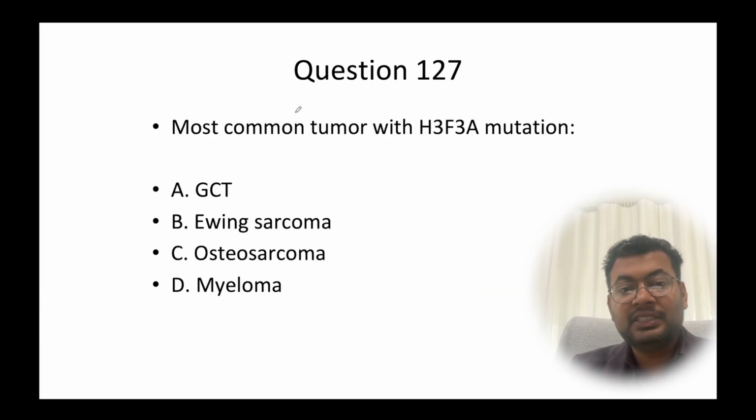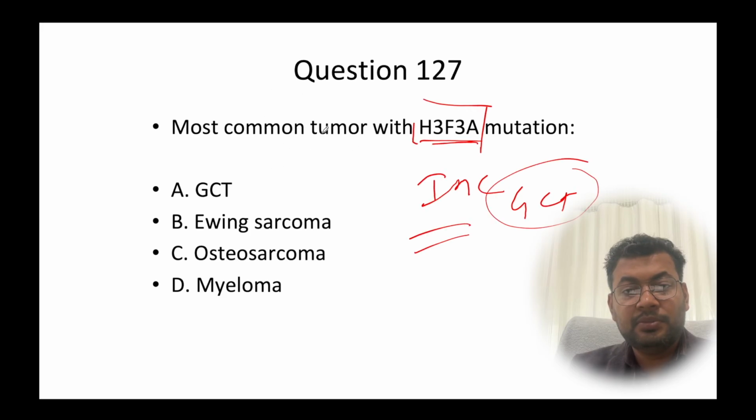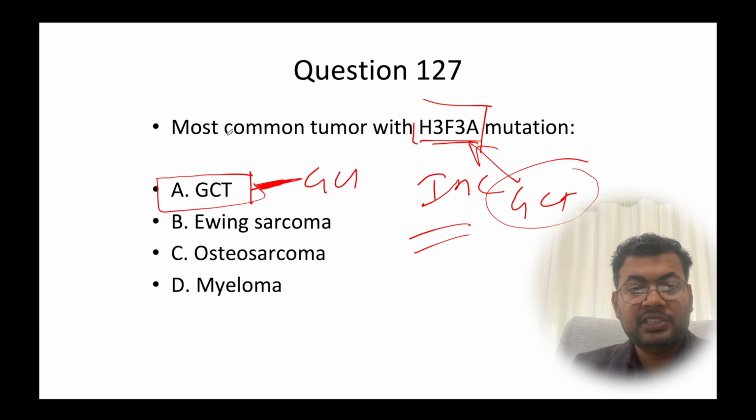Most common tumor with H3F3A. We have to remember this. This is an IHC marker for GCT. So if this mutation is present, that is a sign of GCT. So we get this IHC to confirm that this is GCT. So answer is GCT.